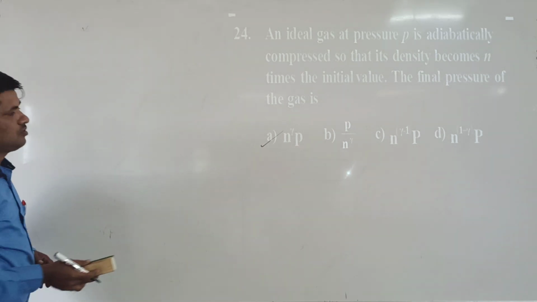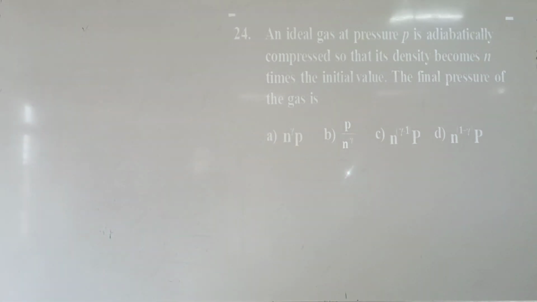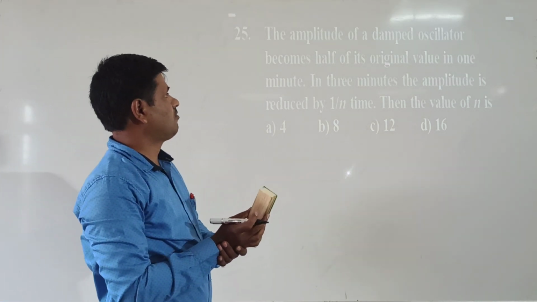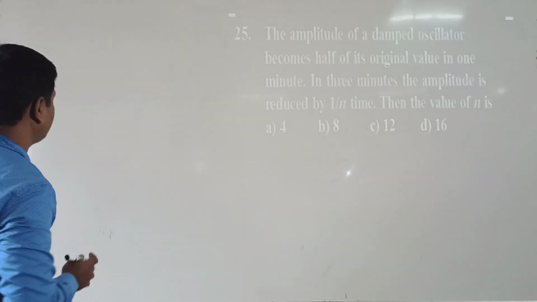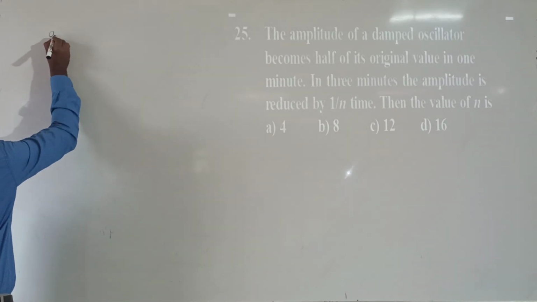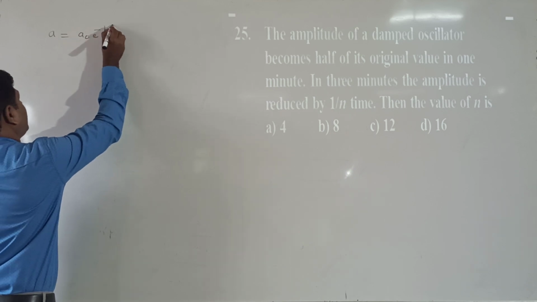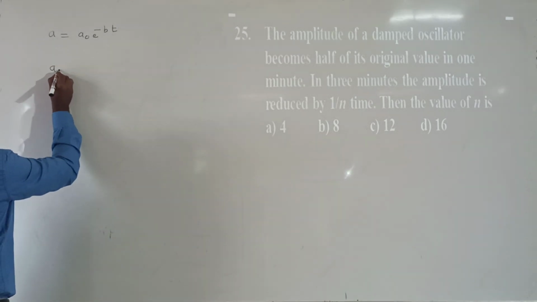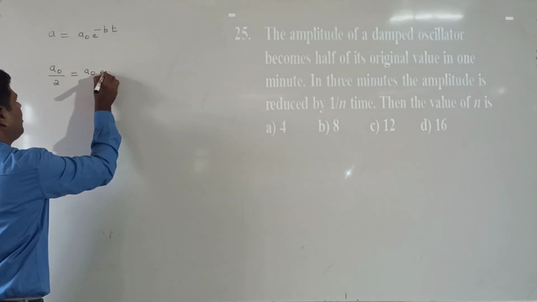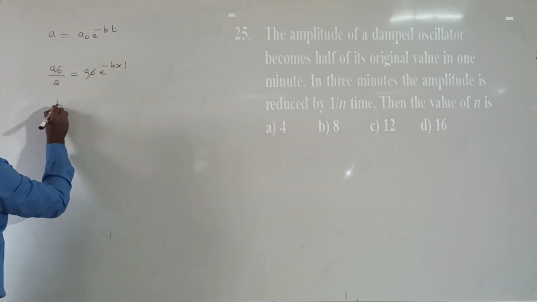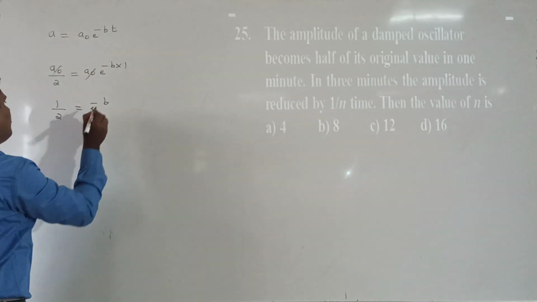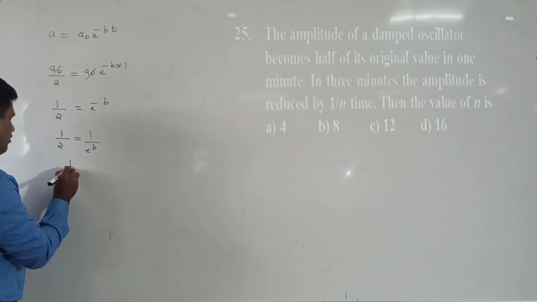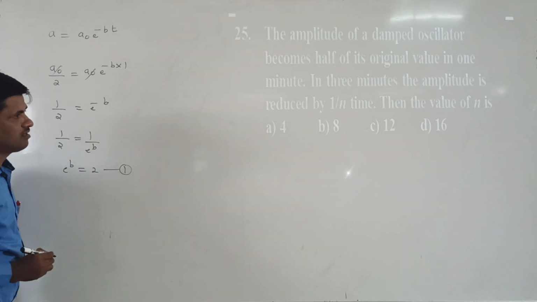Next we move to question number 25. The amplitude of the damped harmonic oscillator becomes half of the original value in 1 minute. The formula for the amplitude of the damped harmonic oscillator is A is equal to A0 e to the power of minus bt. That is half in 1 minute, so A is equal to A0 by 2 is equal to A0 into e to the power of minus b times 1. A0 is cancelled. 1 by 2 is equal to e to the power of minus b, so 1 by 2 is equal to 1 by e power of b. So e power of b is equal to 2. This is equation number 1.